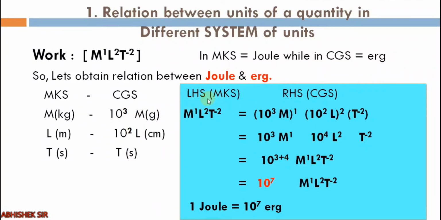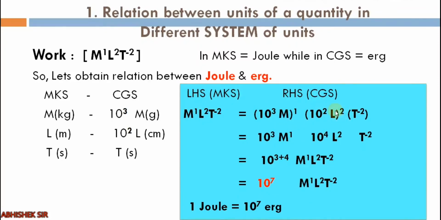Now let us compare joule and erg. Basically what we are doing is converting the MKS system of work into the CGS system of work. Starting from the original formula M^1 L^2 T^-2, M^1 in MKS will be converted into M^1 of CGS, that is 10^3 M. Same way L^2: L of MKS will be converted into 10^2 L, and the whole square will be taken, as L^2 is there.